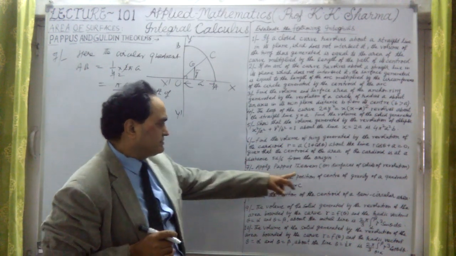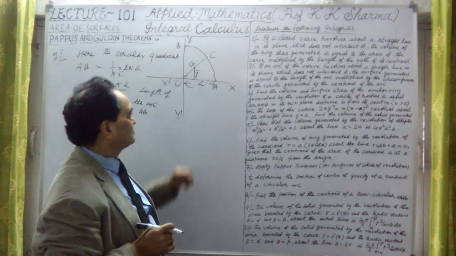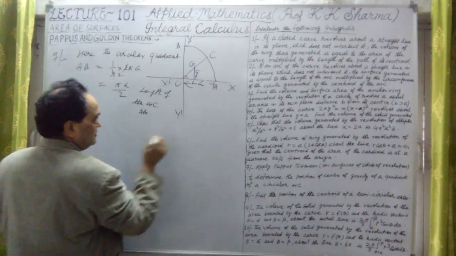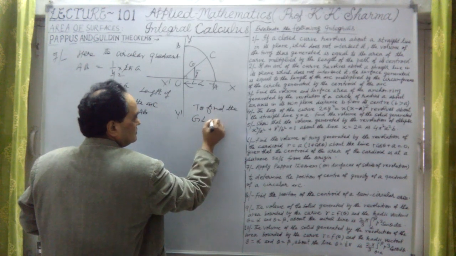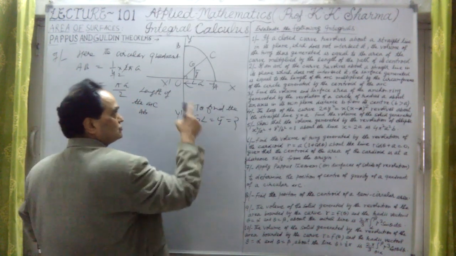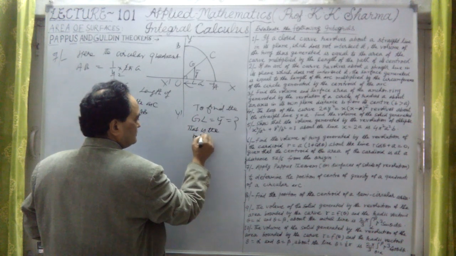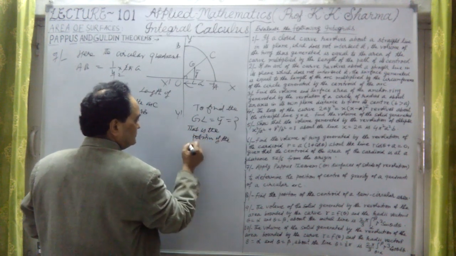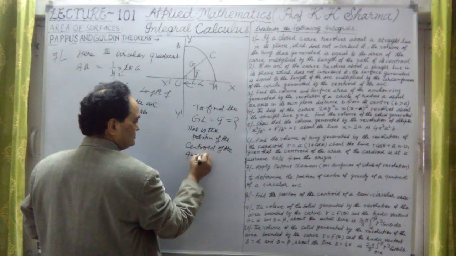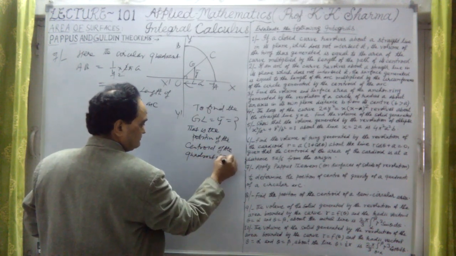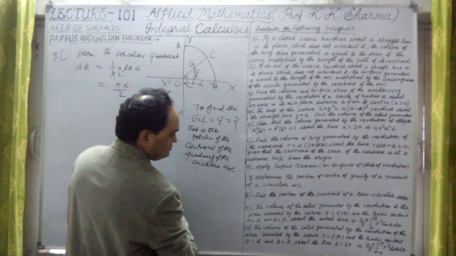It says, apply Pappus theorem on surfaces of solids of revolution to determine the position of the center of gravity. So the position y bar we have to find out. Let me take GL, which is y bar. This we have to calculate: the position of the centroid of the quadrant of the circular arc.